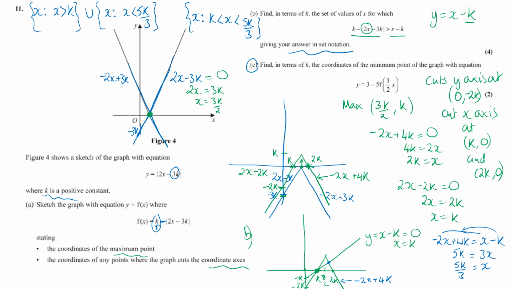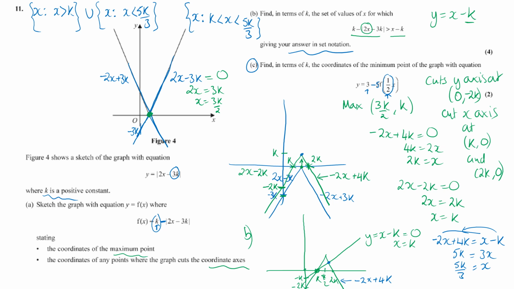Part C. Find in terms of k the coordinate of the minimum point of the graph. Well, here we've got our f of x, but it's half x. So when you have a half inside, the effect of this half is going to double all the x coordinates. We're timesing it by -5, which means instead of having a max here, because of the minus, it's going to reflect back and come back down, and all the y coordinates are going to times by -5, and then finally we're going to shift it 3 places up, so all the y coordinates go up by 3.